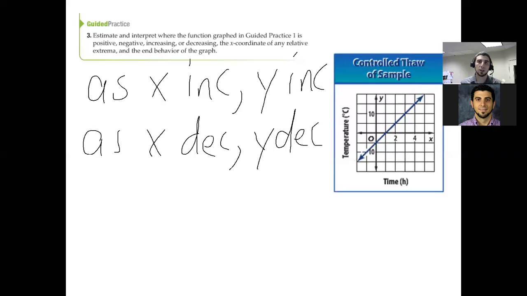Now, I will say in the context of this problem, it doesn't make sense for you to use negative values of time because time can't be negative. At 0 hours, that's probably when they set the object out to thaw. And then from that point forward, as time moved on, the temperature of the object steadily increased.